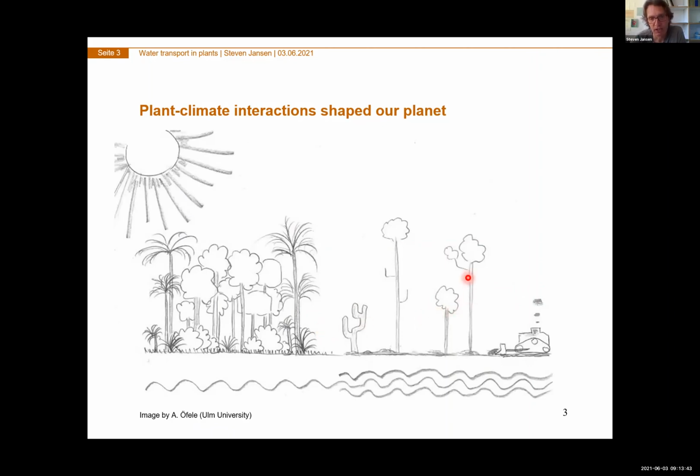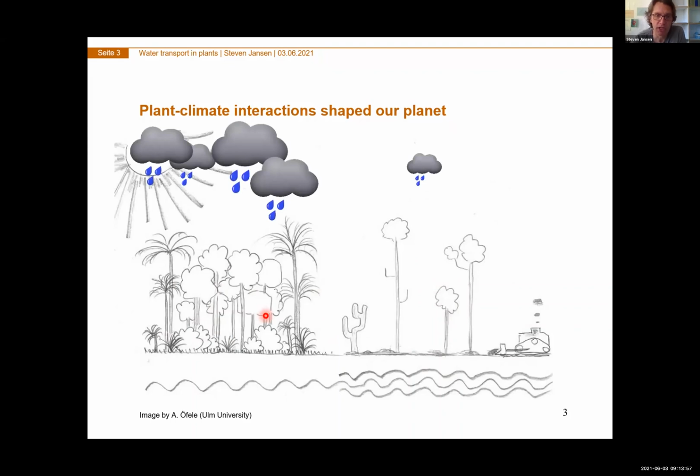I think this could be made clear by looking at these two very simple drawings of a deforested area and a more intact forest. You would have much more evaporation and transpiration because of dense vegetation, and therefore this hydrological cycle, where the plants actually contribute quite a bit to their own rainfall that they get.